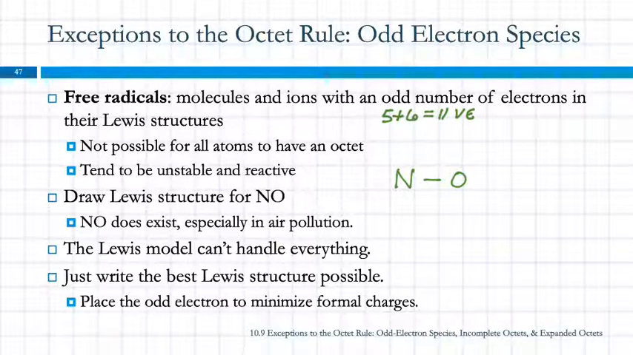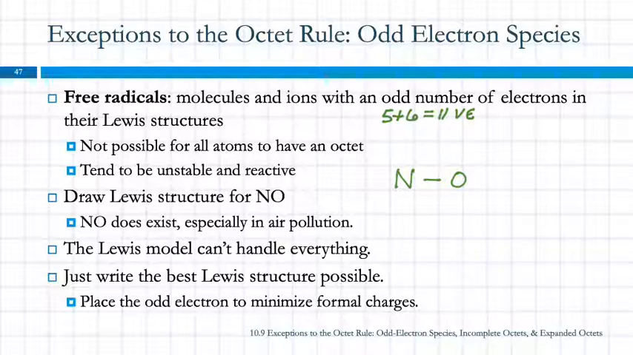Well, nitrogen monoxide does exist. It's unstable, but it does exist. And it is one of the products of exhaust from cars in pollution. And one of the reasons it's bad is it reacts with other stuff. So we've got 11 valence electrons.